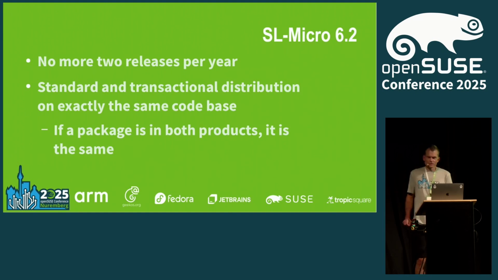The other change to Micro is that we do not plan to have 2 releases per year. We only plan to release together with SLES. And as I said, the code base is the same. If you find out that Leap Micro misses a package which is in Leap, if the package is able to work in the transactional system, you have a pretty good chance that it will work on Leap Micro as well.